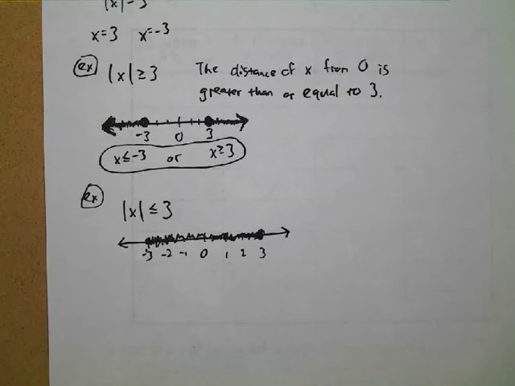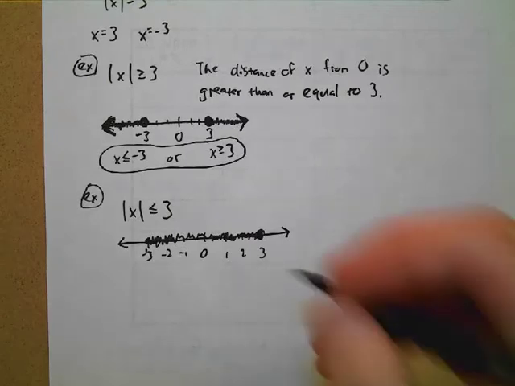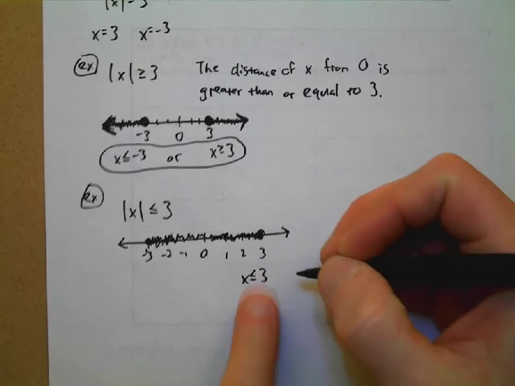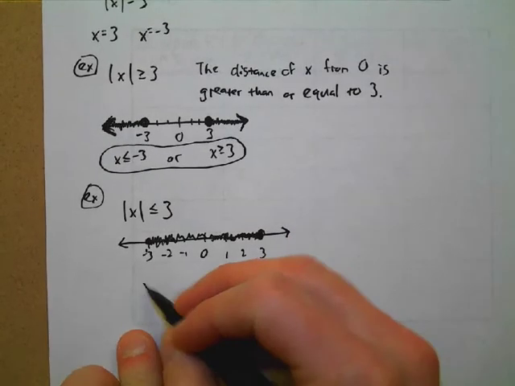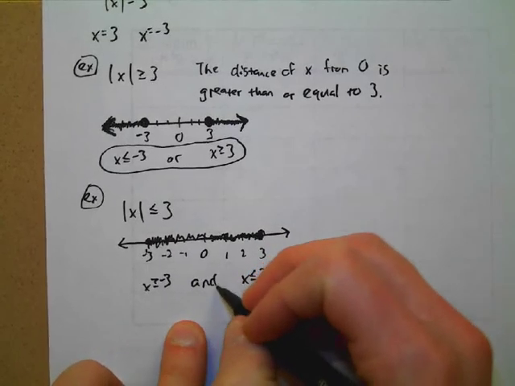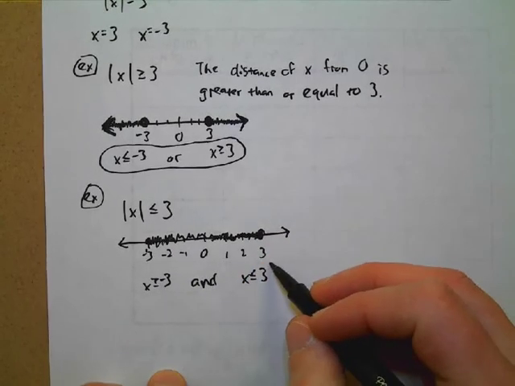And so the inequality we can write here is, I want to be less than or equal to 3, and then greater than or equal to negative 3. And this is an and. We join these with an and, where they both overlap.